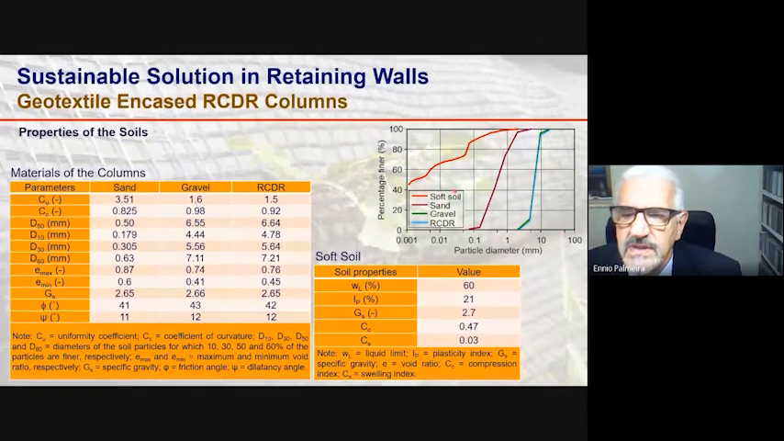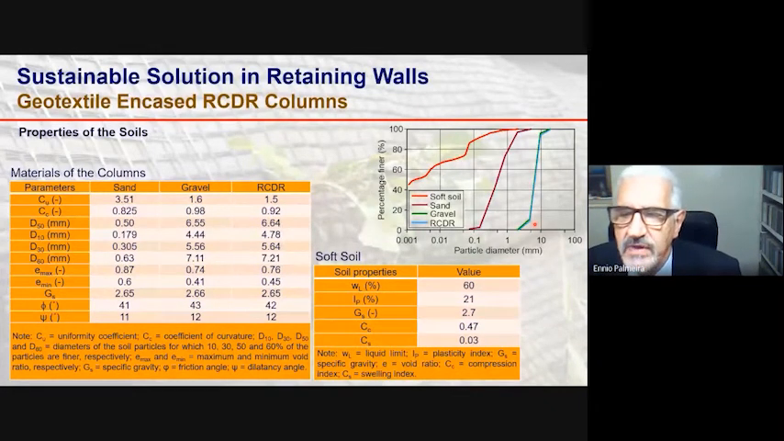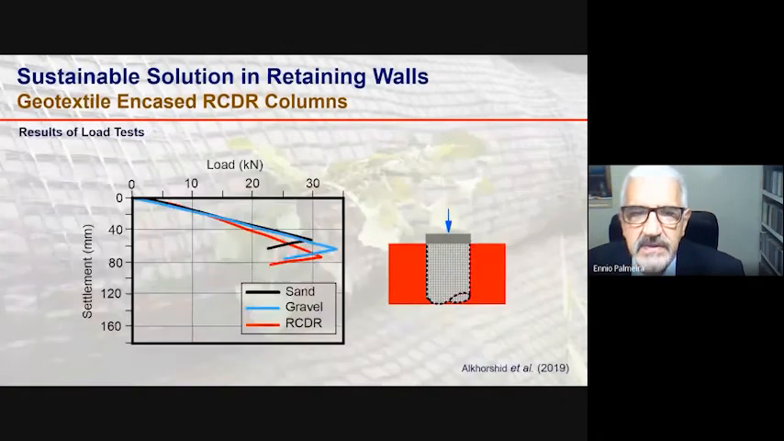And this graph shows the grain size distribution curve of the fine-grained foundation soil, the sand used in the granular column, and the grain size distribution curves for the gravel and the RCDR materials, very similar curves. This was on purpose, to compare the gravel with the RCDR with similar particle sizes. So let's see some results obtained in the load tests carried out.